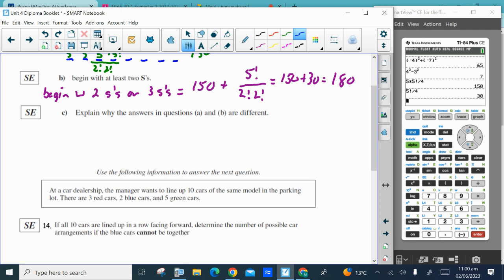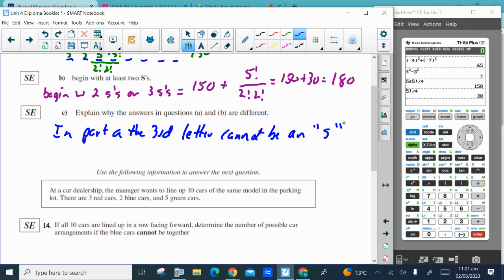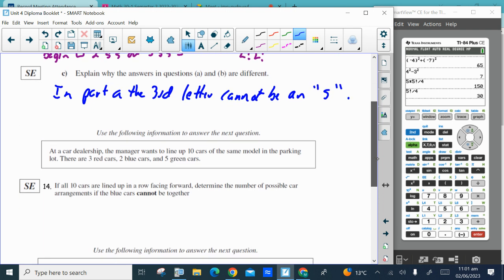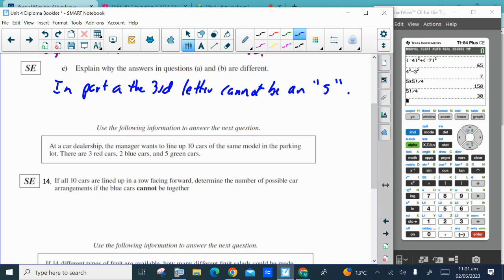Okay. So in this case here, explain why the 2 are different, and what makes them different is that in part A, the third letter cannot be an S. That's what's different. So again, there's a good chance that there'll be a question somewhere in the written response, one of the parts where you have to write.